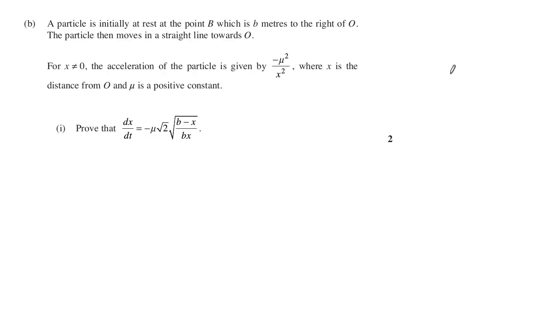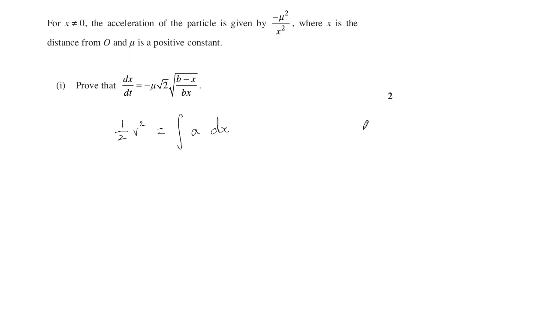Part B. So we'll have to use the fact here that half v squared is the integral of acceleration dx. And that's a fact you should probably memorize, but I'll just show you where that comes from. So acceleration is derivative of velocity with respect to time. But if we're thinking of velocity as a function of x, as it is here, so dx by dt, that's the velocity. If that's a function of x, then we have to use the chain rule. So you'd have dv by dx times dx by dt.